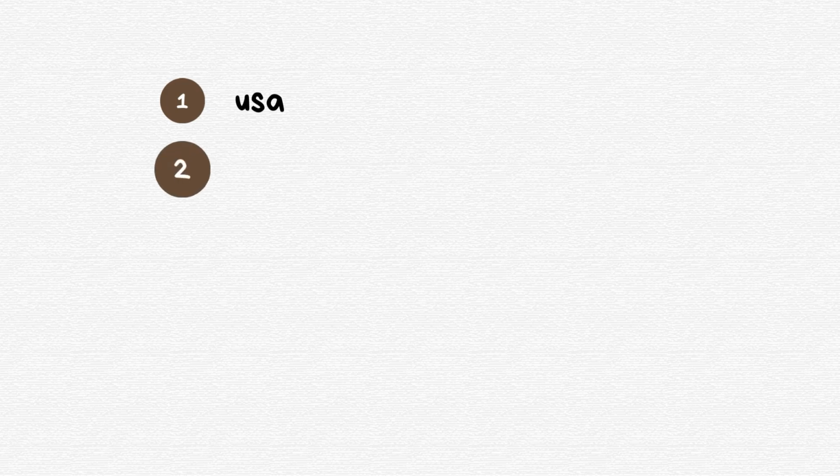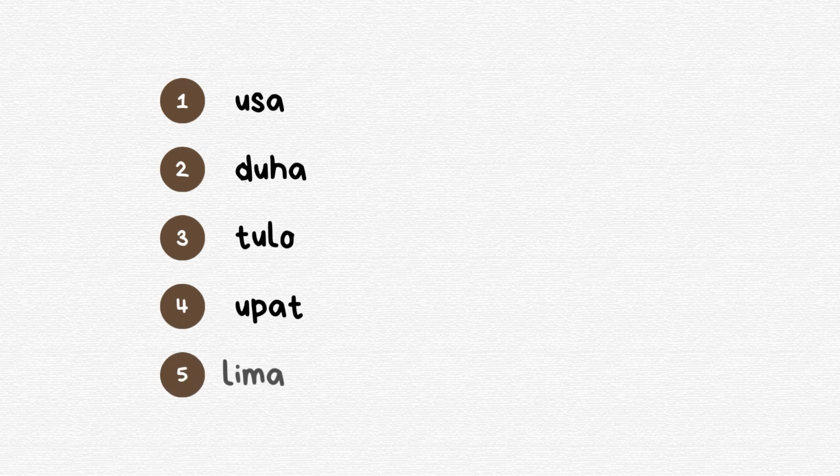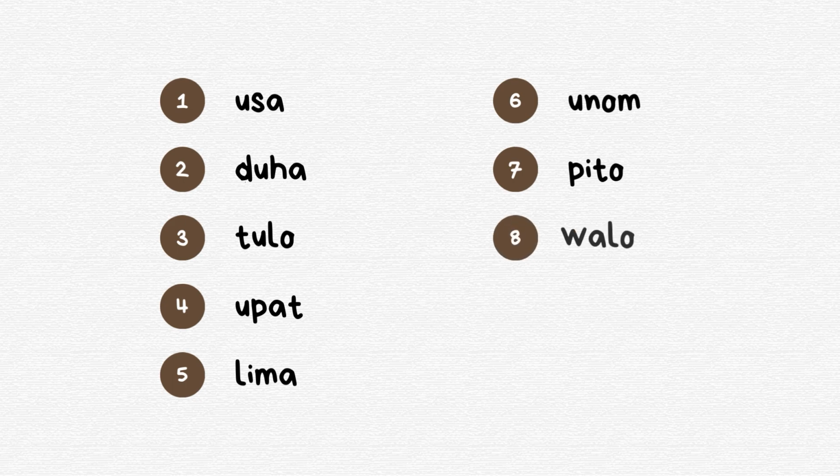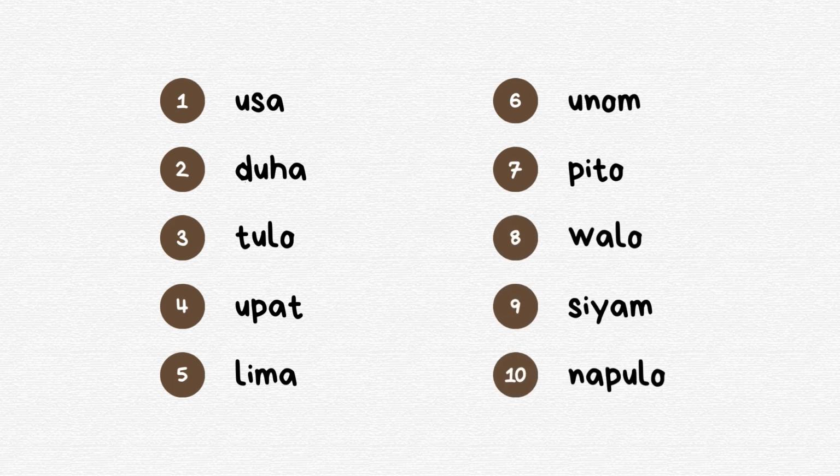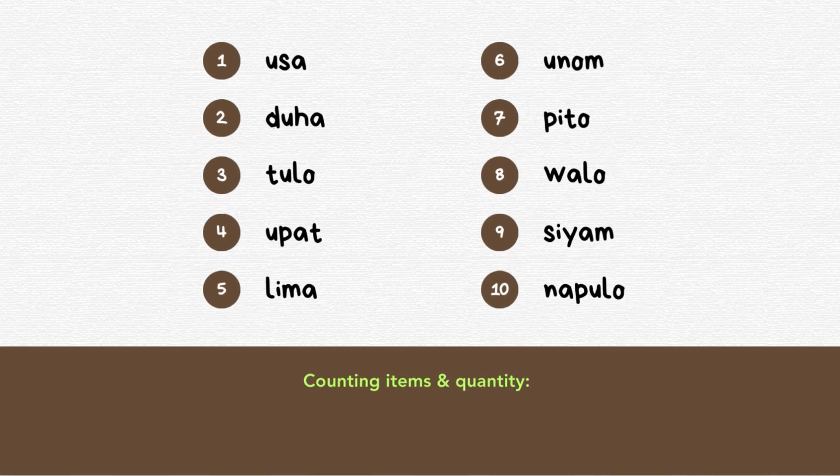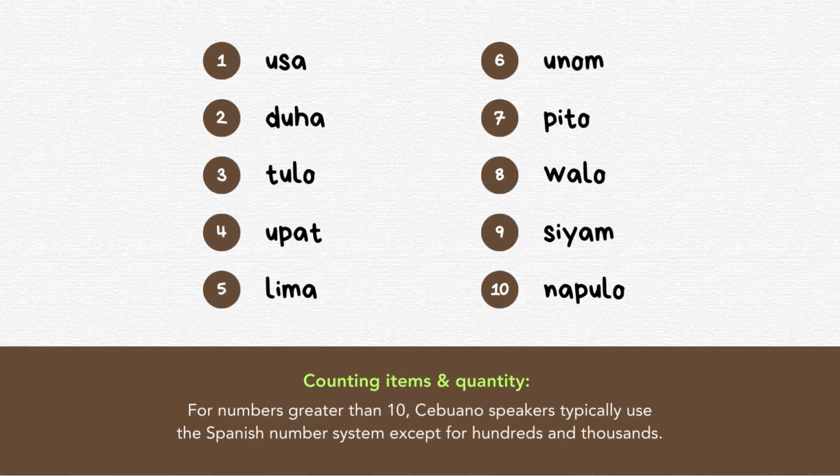Usa, duha, tulo, upat, lima, unom, pito, walo, siyam, napulo. For numbers greater than 10, Cebuano speakers typically use the Spanish number system except for 100 and 1000. Although it's very uncommon to hear the Cebuano words for number 11 and beyond, let us still give you an overview on how it is in Cebuano language.